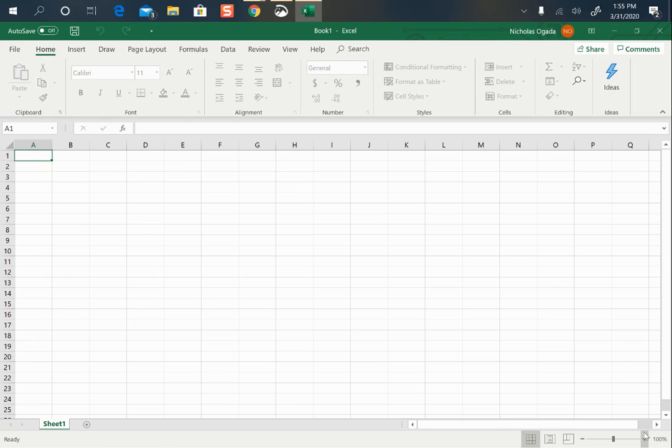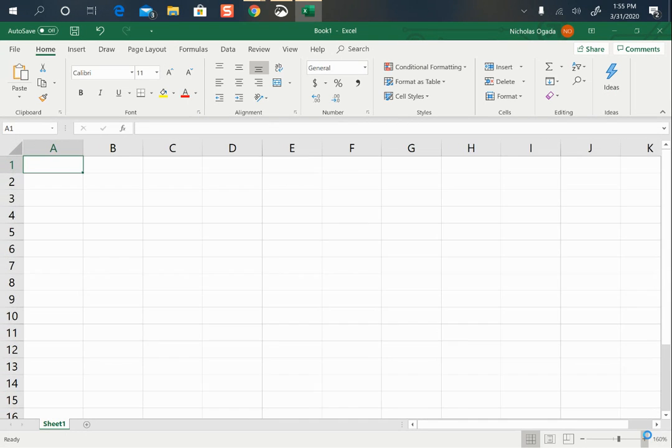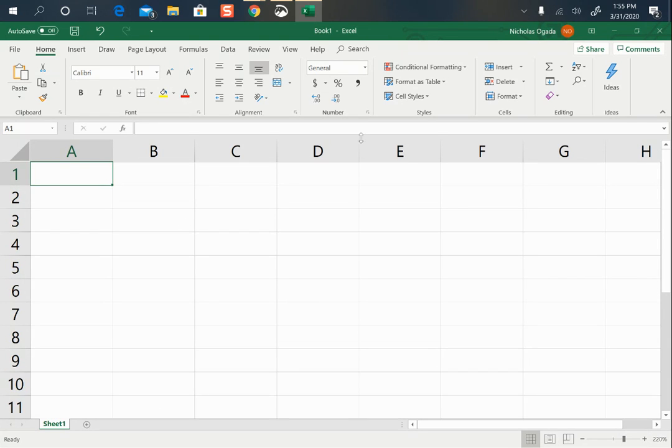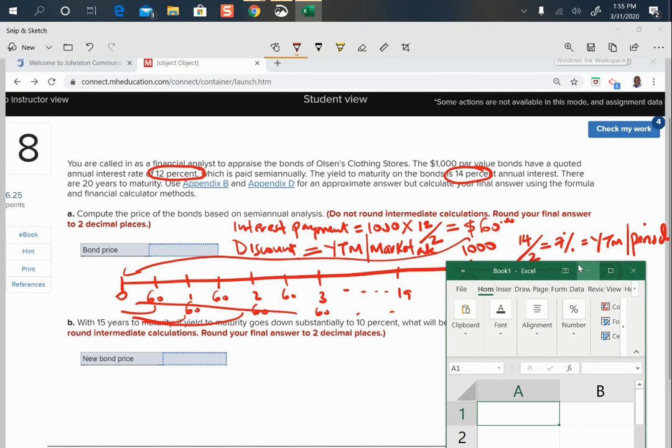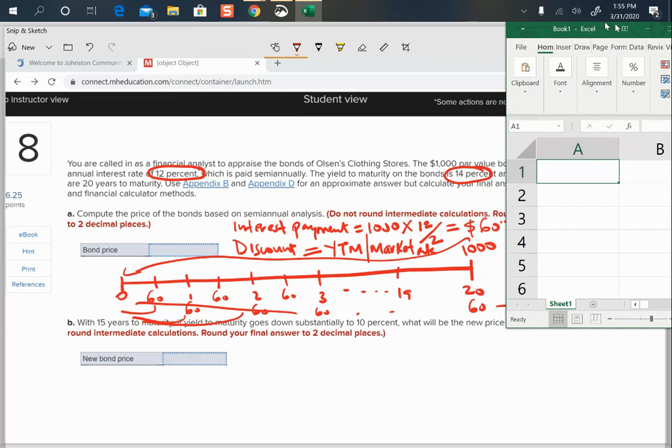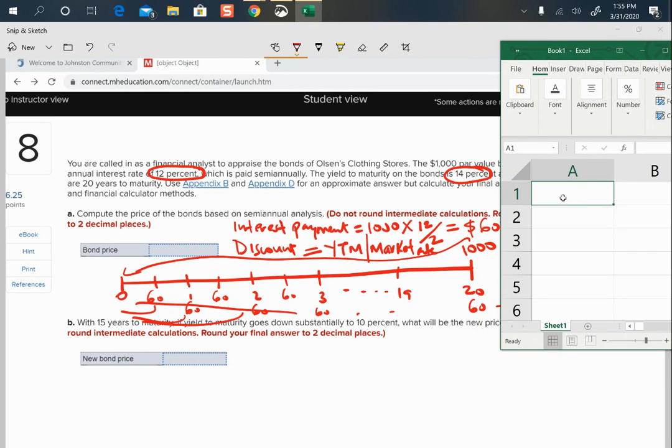So to determine the present value of this bond, I know the rate per period. Again, we use the market rate or the yield rate to discount the payments. In this example, our rate is 14% per year, and per period is 7%. So we're going to use 7% as our rate to discount the cash flows.